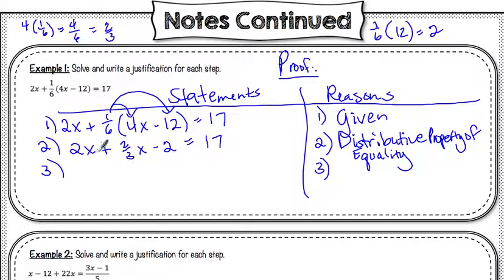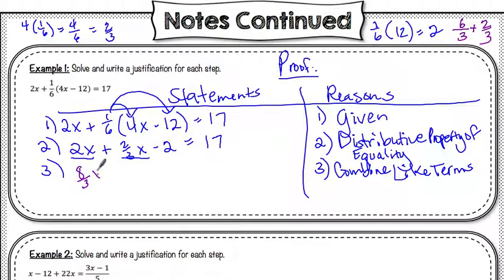Okay, the next step is I would like to combine these like terms. It's actually going to be combining like terms here. So 2x plus 2/3 x. All right, so I have 2, which is the same as 6/3, plus I'm going to add 2/3 to that. That's 8/3. 8/3 x minus 2 equals 17.